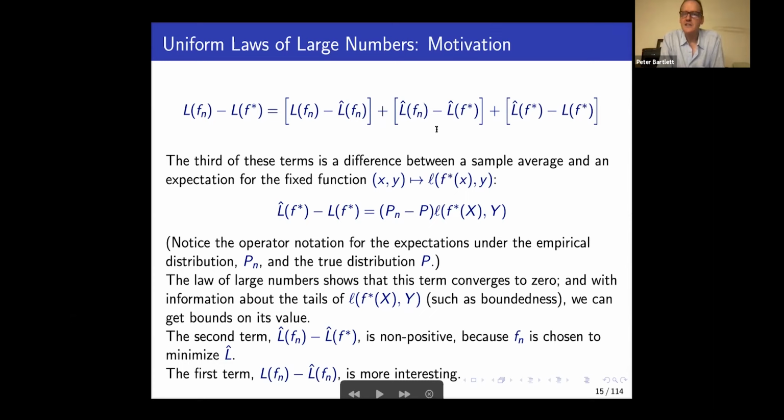As I said, this second term is always non-positive because we're considering the empirical risk minimizer. And then that first term is more problematic. This is the risk of the empirical risk minimizer minus the empirical risk. Now, we can't just appeal to a law of large numbers here, because we don't have a single random variable that we're considering. Our Fn depends on the data.